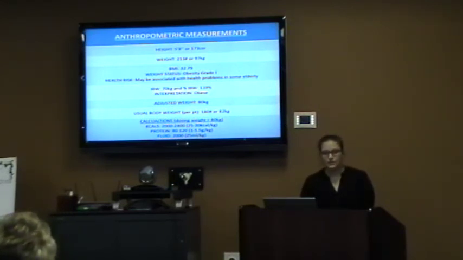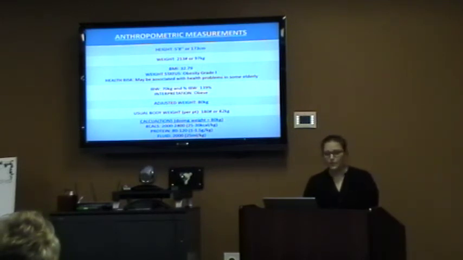For his caloric needs, I found 2,000 to 2,400 calories per day. For his protein, it was 80 to 120 grams per day. And for his fluid needs, about 2,000 milliliters per day.